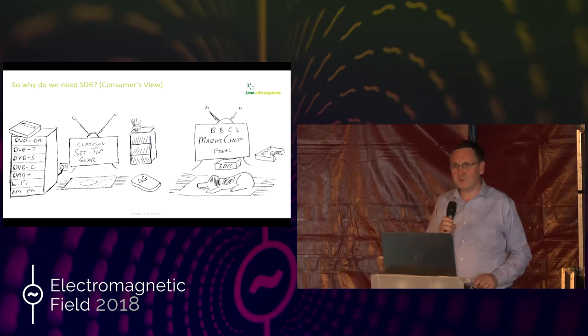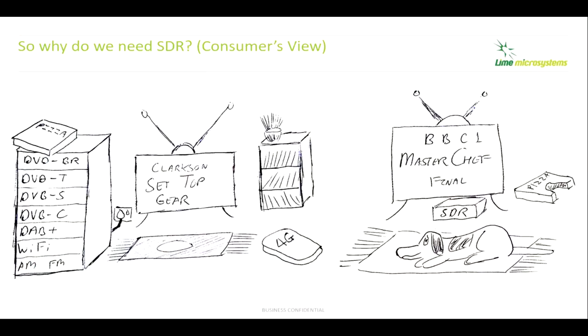So let's flip it on its head now and look at it from the consumer's point of view. I think most of you will recognize this situation. You have your AM, FM radio in the kitchen. You have your Wi-Fi router somewhere in the house. You may have DAB in your car. You've got some combination of satellite, cable or Freeview. You'll also have your 4G tablets lying around and so on. So you have a box, basically, for each radio standard.